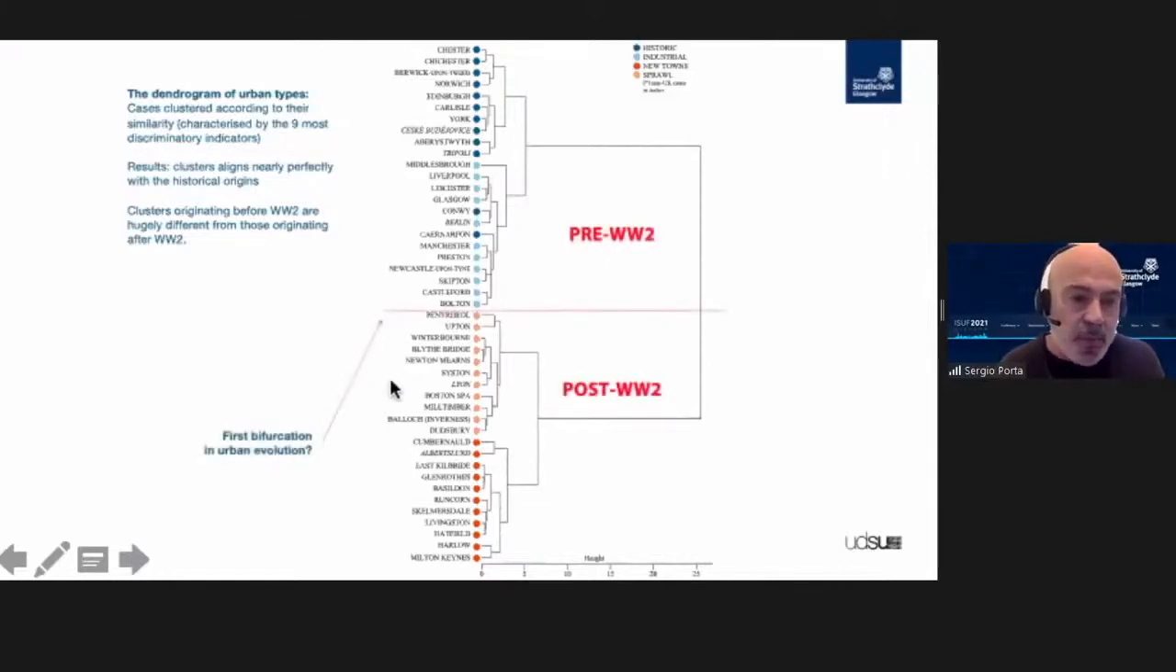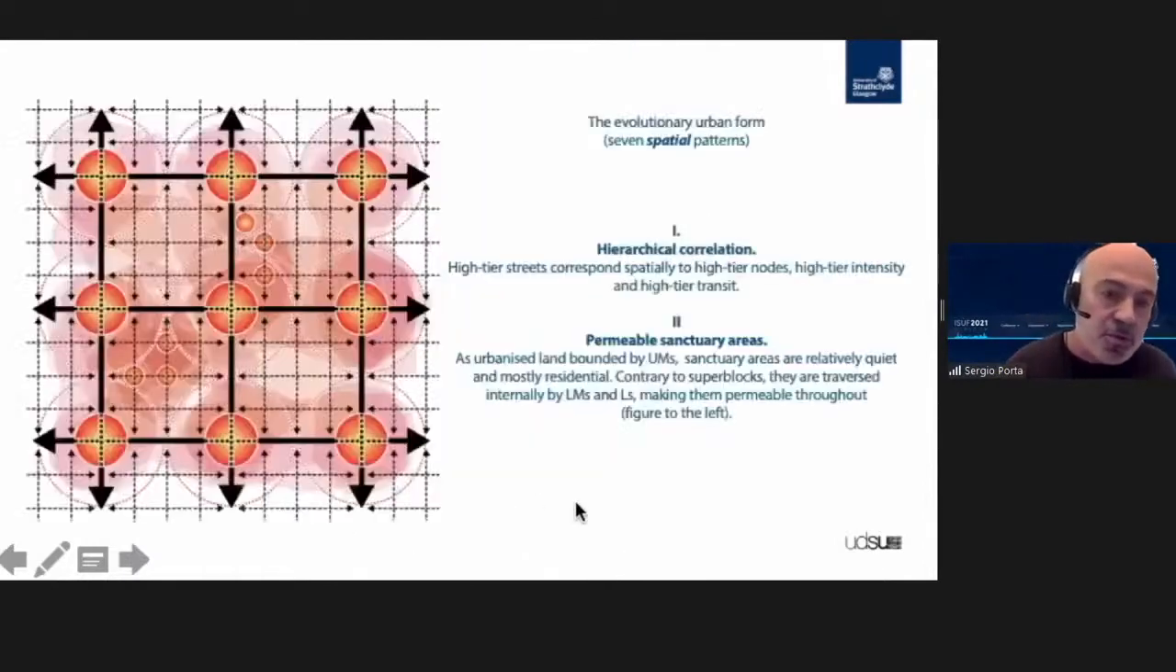One thing that we found quite clearly and quite evident and quite consistently is this remarkable difference between pre and post Second World War urban form. The hiatus here, which as a matter of a joke maybe, we started calling the first bifurcation in urban evolution.